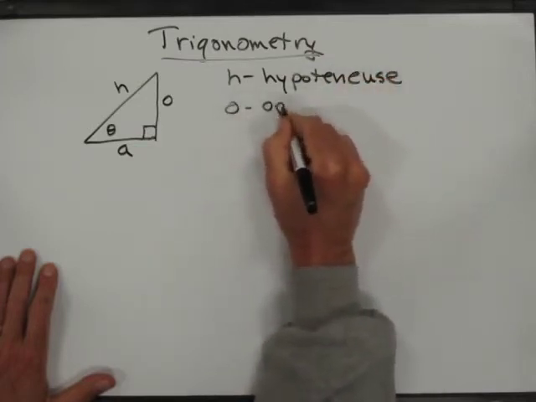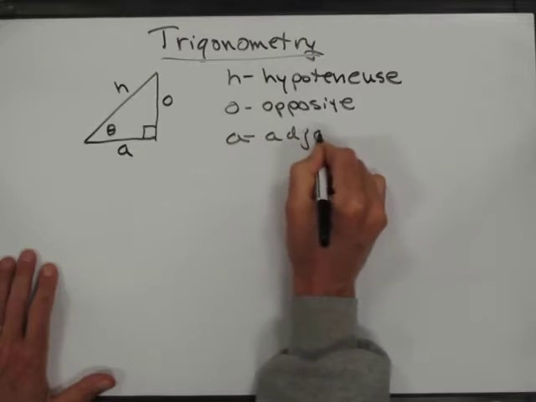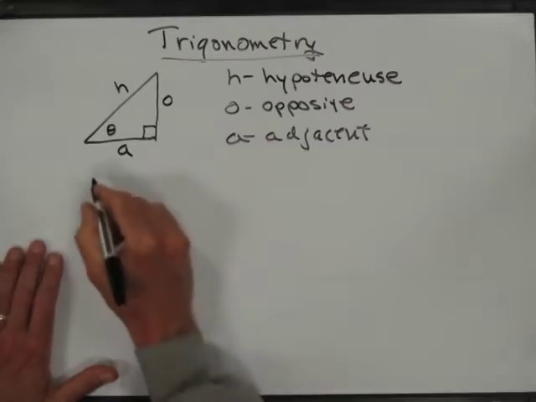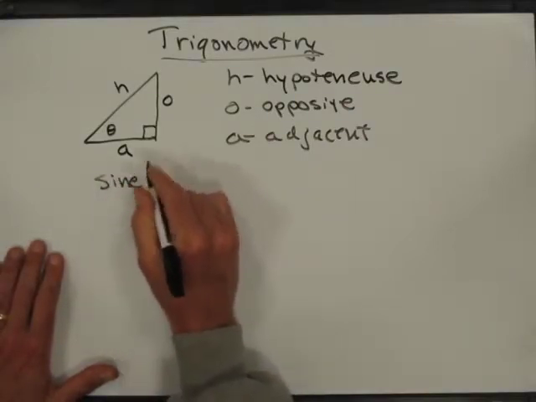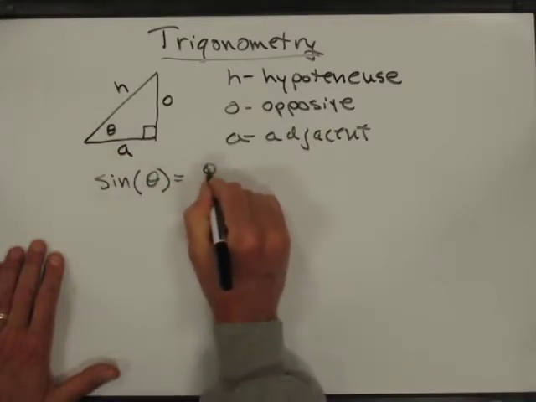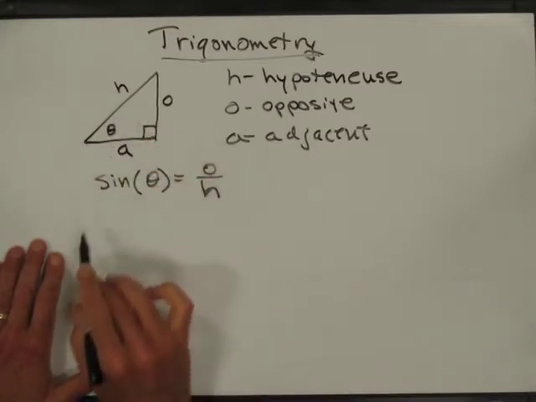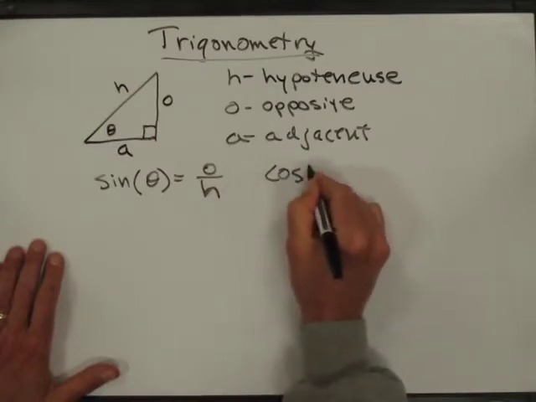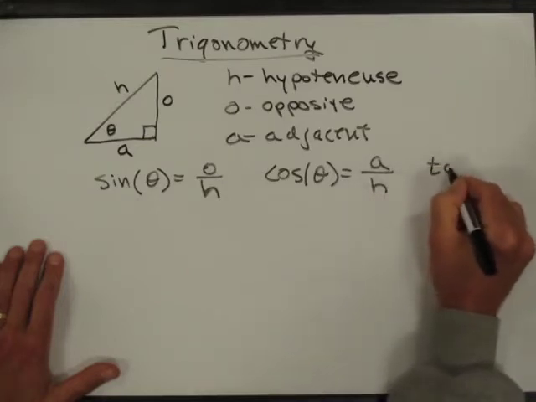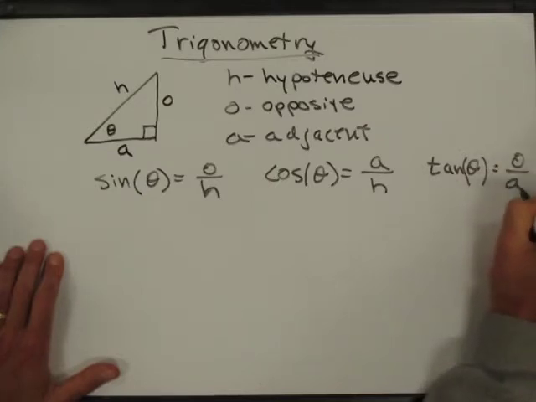O is opposite. A is adjacent. And so we have three trig functions. The sine function, which we just abbreviate sin, S-I-N, of theta, is the opposite over the hypotenuse. So if I want to know the sine of the angle, I just divide that side by the hypotenuse. The cosine of the angle theta is the adjacent side divided by the hypotenuse, and the tangent of theta is the opposite side over the adjacent side.